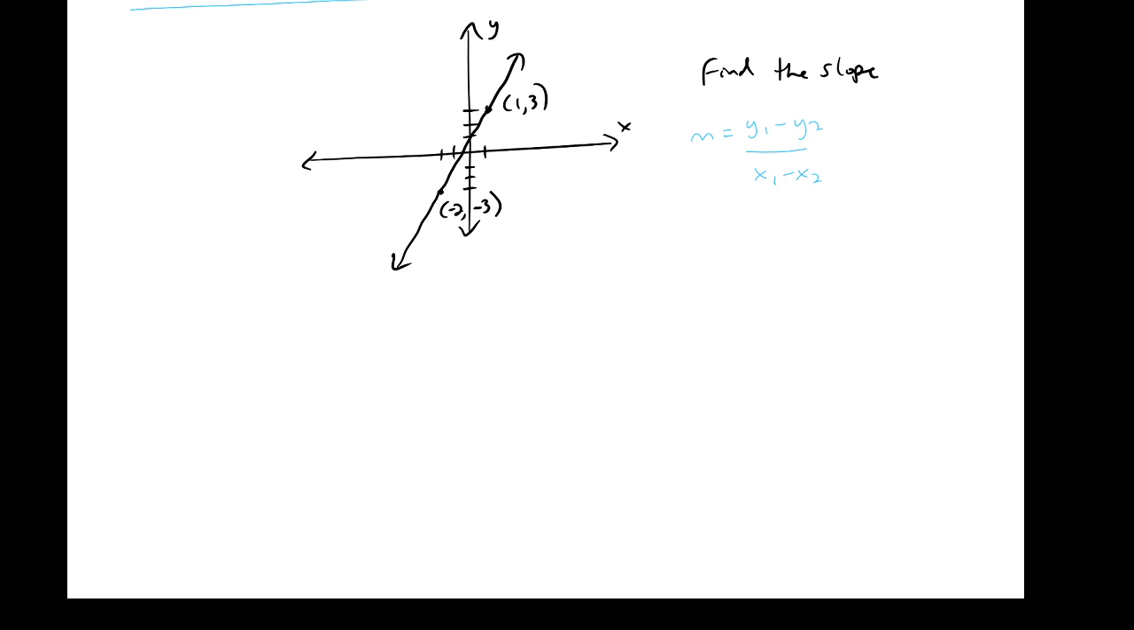Now, we need to go ahead and label our points. So let's take (1, 3). This is going to be our first point. It doesn't have to be. We could use the other one, the (-2, -3). The outcome will be the same, though. Watch, and I'll demonstrate that shortly.